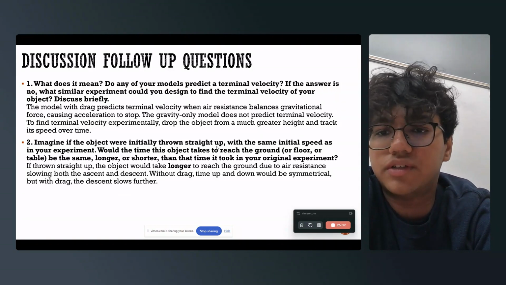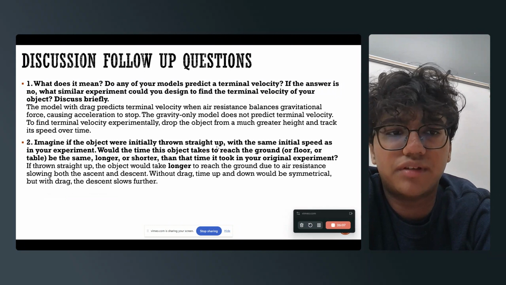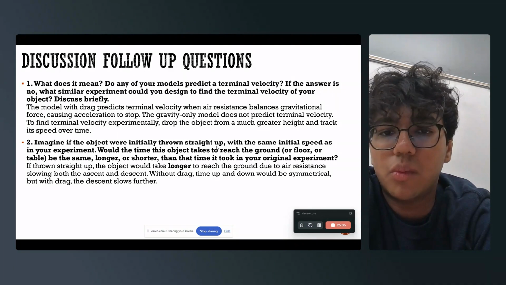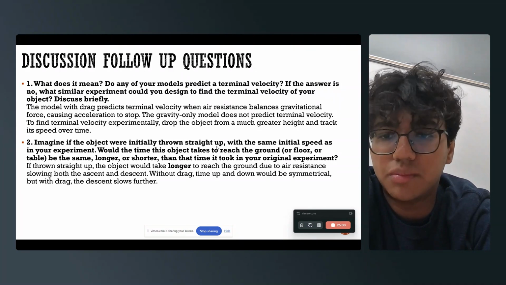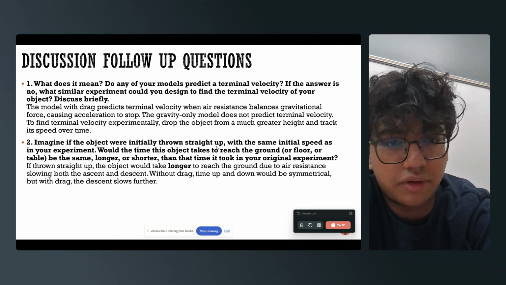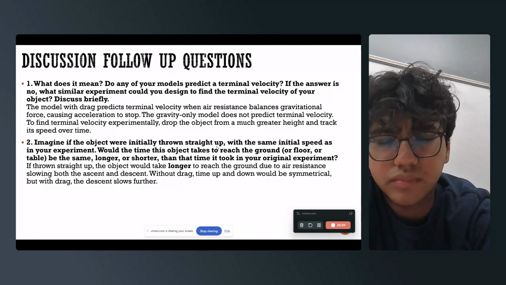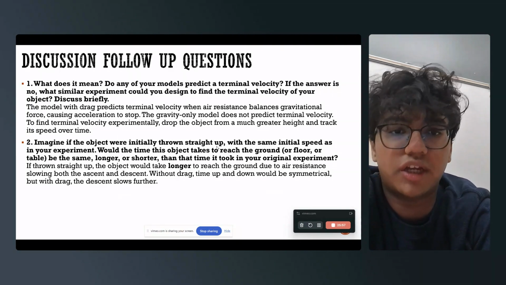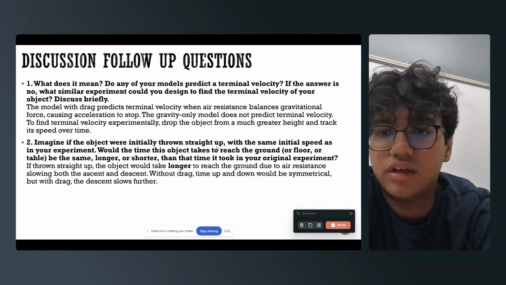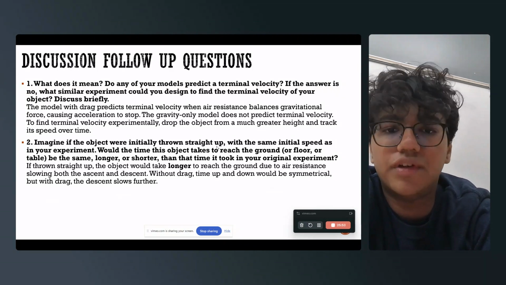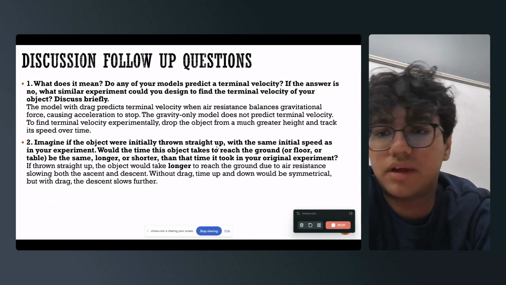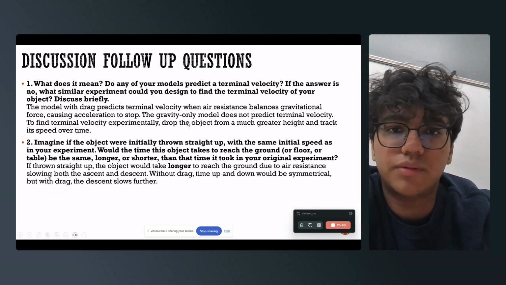Question number 2. Imagine if the object were initially thrown straight up with the same initial speed as in your experiment. Would the time this object takes to reach the ground be the same, longer, or shorter than the time taken in my original experiment? If thrown straight up, the object would take longer to reach the ground due to air resistance slowing both the ascent and descent. Without drag, the time up and down would be symmetrical, but with drag, the descent slows further.